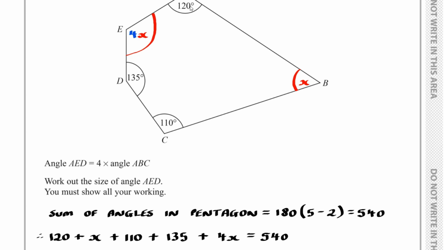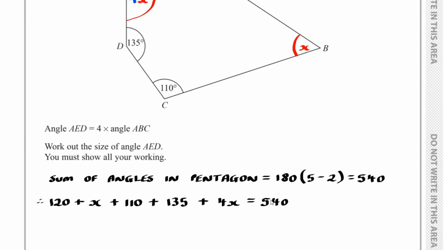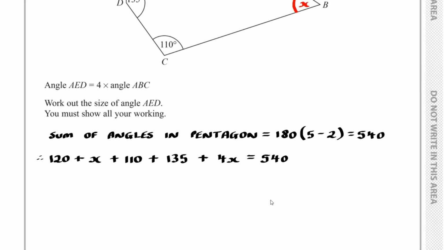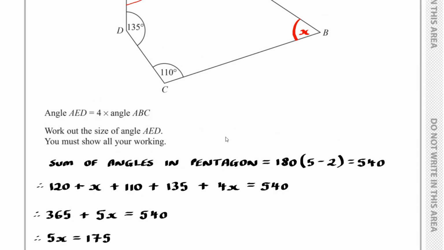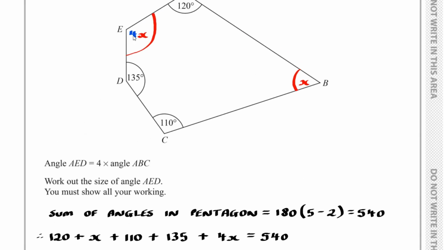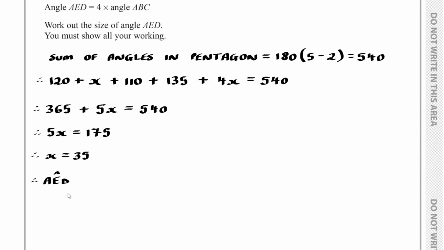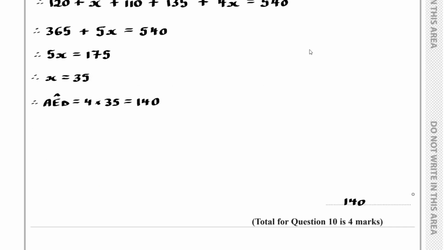So we have the 120 plus the x plus the 110 plus the 135 plus the 4x. That's all equal to 540. And if we simplify this, we get 365 plus 5x equals 540. Subtracting 365 from both sides, we end up with 5x equals 175, in which case x is 35. So now that we know what x is, we can now find the angle E by multiplying it by 4. So the angle AED is equal to 4 multiplied by the 35, which is 140. So we have 140 degrees.